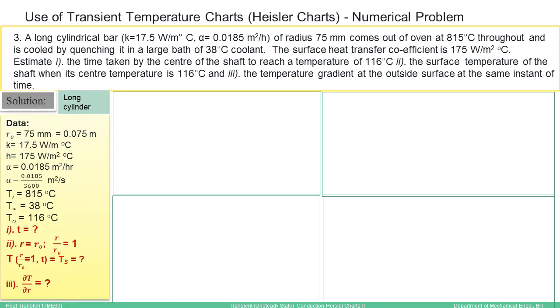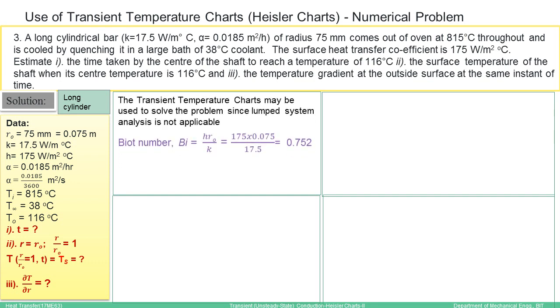To list out the data, R naught is given directly, the radius of the long cylindrical bar, 0.075, and the properties are listed. Alpha is given in meter square per hour, you have to use it in SI unit, that is meter square per second. In this question, the initial temperature of the long cylindrical bar and the ambient fluid temperature is 38 degree Celsius, and it is also given that after a certain time the center temperature reached is 116 degree Celsius, and we have to find out the time taken to reach the temperature.